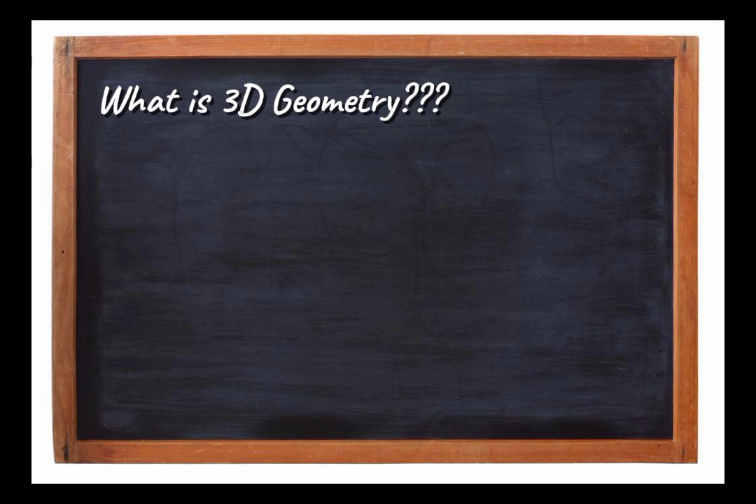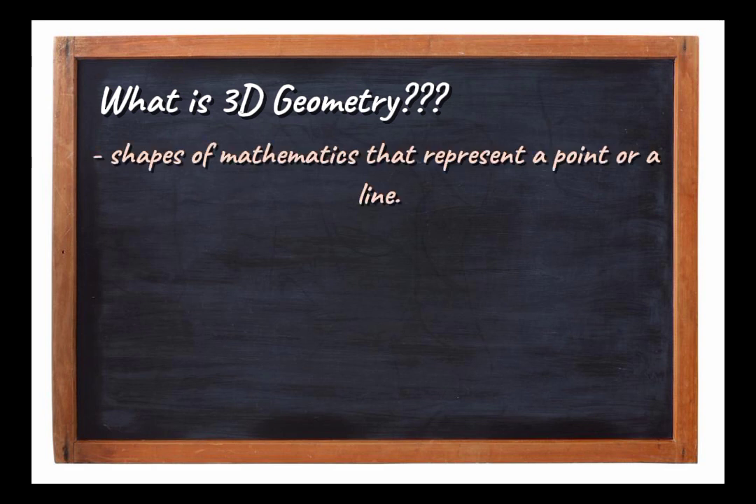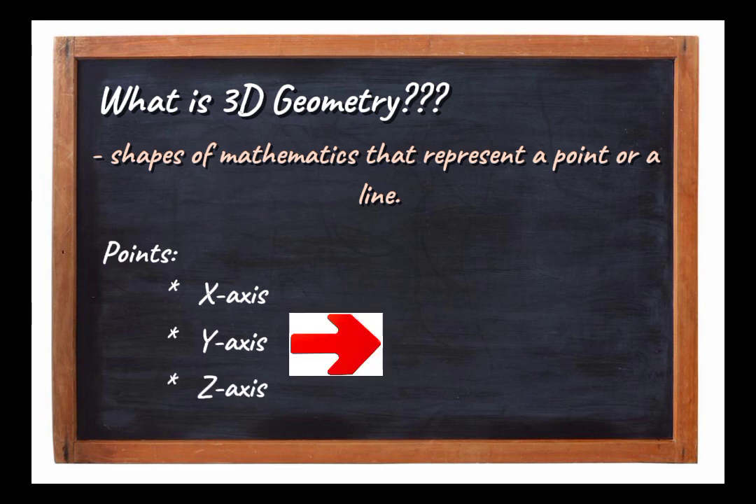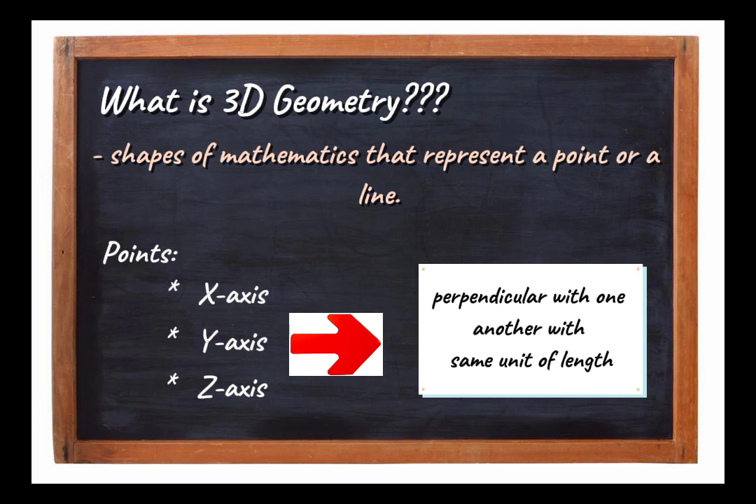Three-dimensional geometry involves the shapes of mathematics and is used to represent either a point or a line. Also, it can be a plane in 3D space. It is somewhat similar to two-dimensional coordinate geometry. A point in 3D space involves the x-axis, the y-axis, and the z-axis. All three axes are mutually perpendicular to one another with the same units of length.